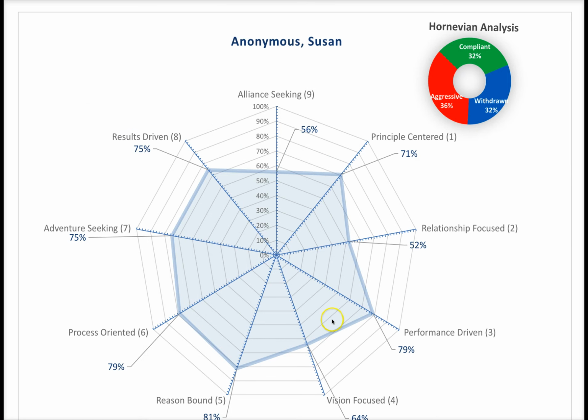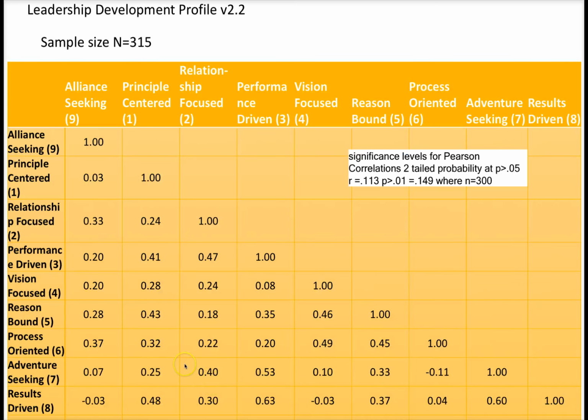Here's another display. I created with my co-author Anton Armbruster a leadership development profile, which is basically a 135-item questionnaire. It takes about 20 minutes to take, and it gives us scores on 9 different dimensions, which are labeled here. So principle-centered is one of the factors. Relationship-focused is another factor. These are kinds of traits of the individual person that we're measuring.